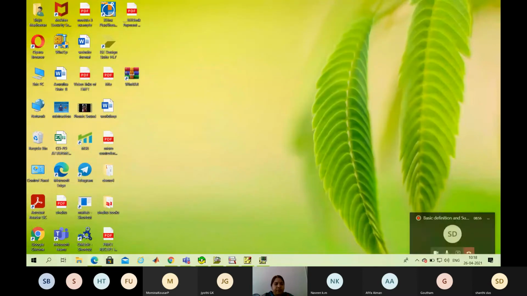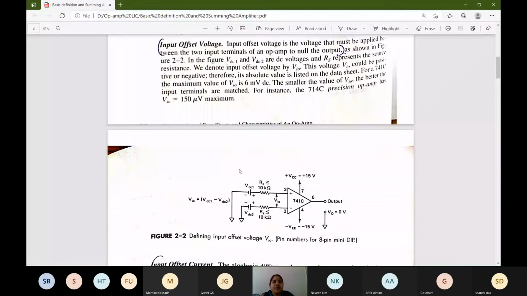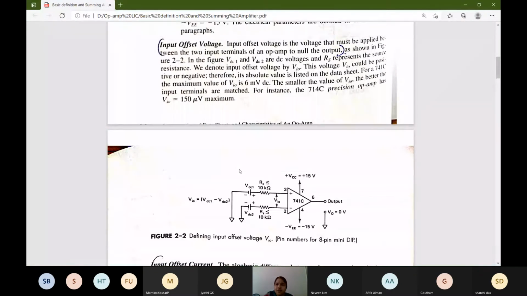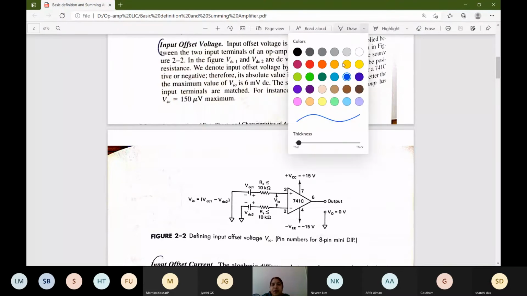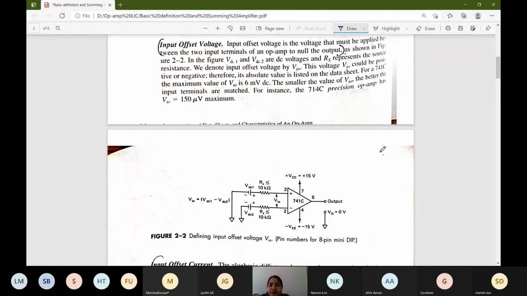So moving on to the basic definitions. First we'll see what is input offset voltage. They are very important. Input offset voltage, as I have said before, is the voltage that must be applied between the two input terminals. So this is our op-amp and we have two input terminals, one inverting and one non-inverting.